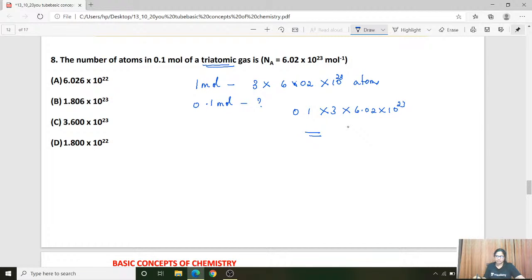Look at the possibility. Anyhow, it should be either option B or option D. Students, which is the right answer? Do you have some answer? Answer will be option B, 1.806 into 10 to the power of 23. That means answer is option B. Okay. So we have one more question we will solve.